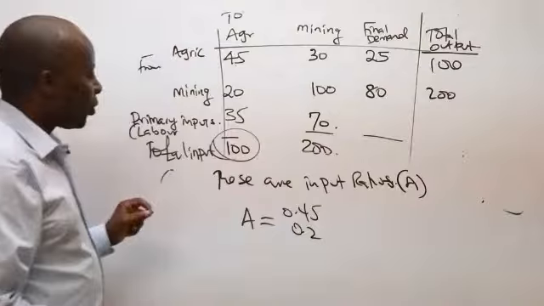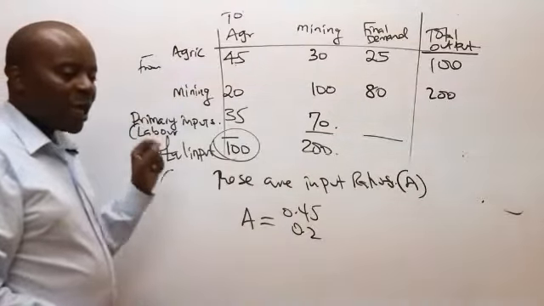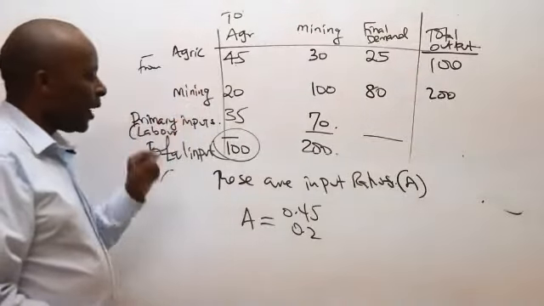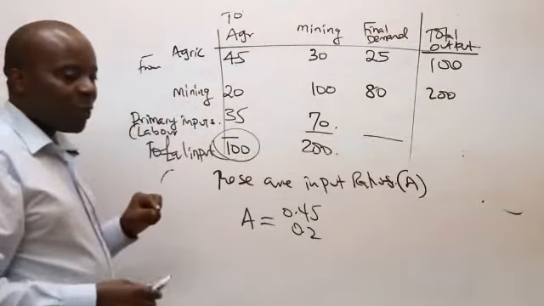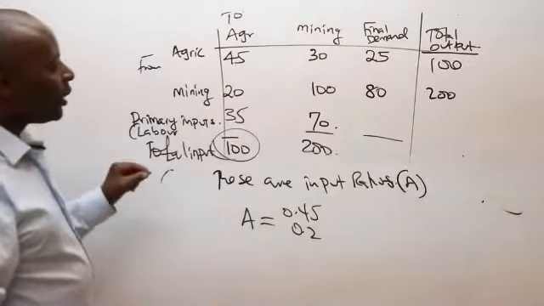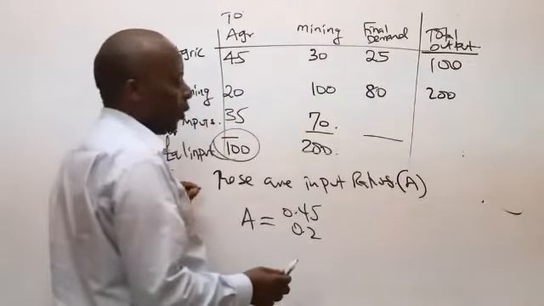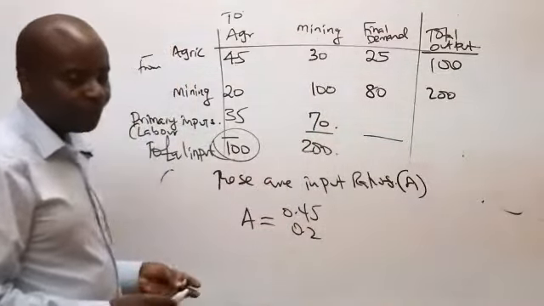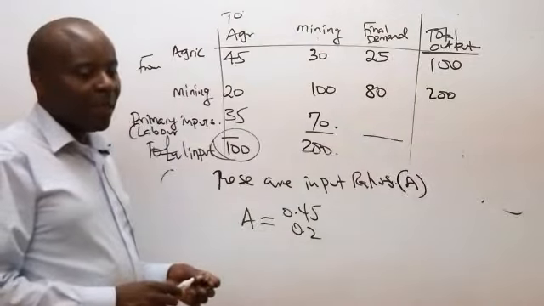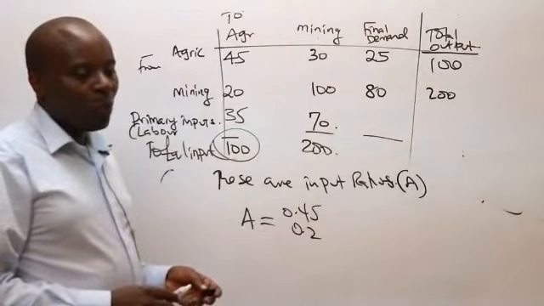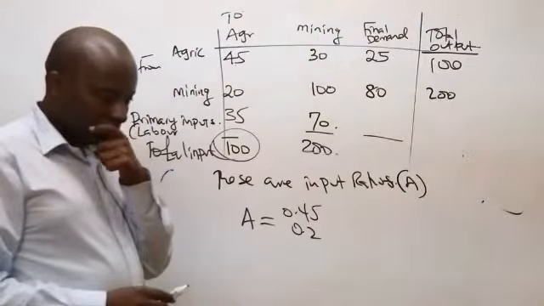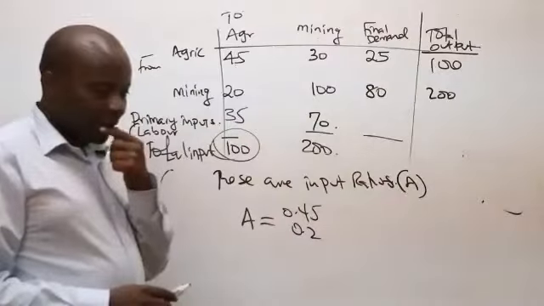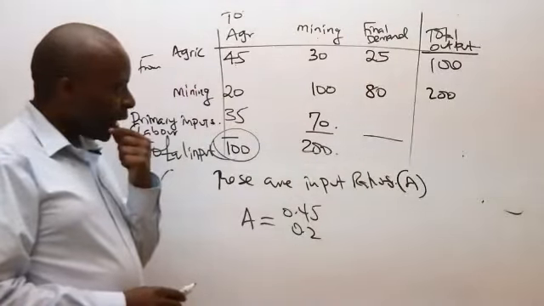Remember, in input ratios we only capture information about sectors. We can't have an input ratio of the primary inputs, so it is only between sectors alone. How about the input ratios of mining, if you're following? What will the input ratio of mining be, somebody? Just try. 0.3 and 0.1.